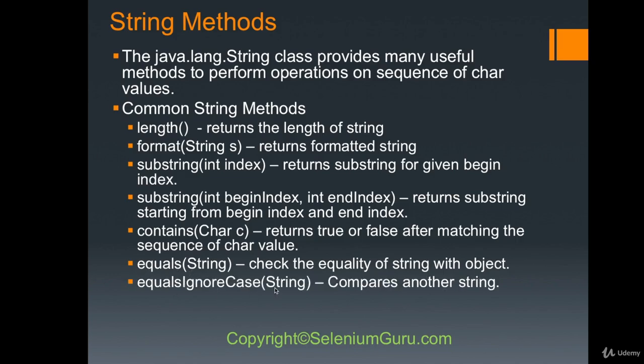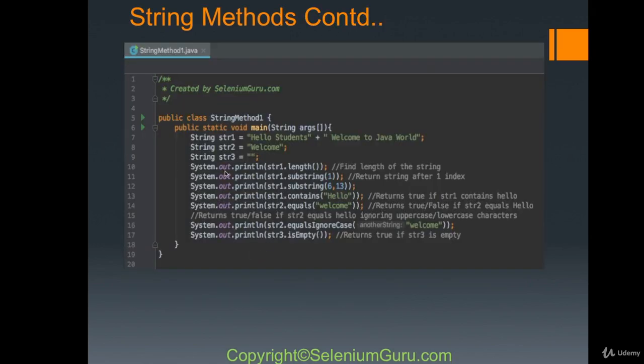Equals ignore case is another important string method that is used a lot in real-time projects. Basically, you want to compare with another string, and you also want to ignore uppercase or lowercase. You don't care if it's uppercase or lowercase; you just want to make sure your string matches. In that case, you could use equalsIgnoreCase. And the other one is isEmpty. If you want to find out if your string variable is empty, you can use isEmpty.